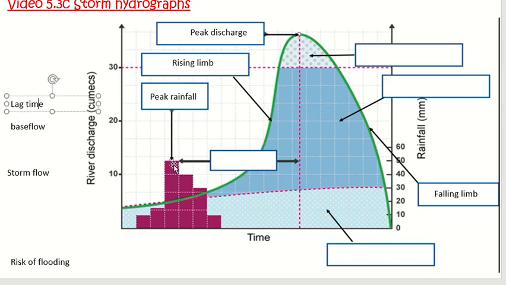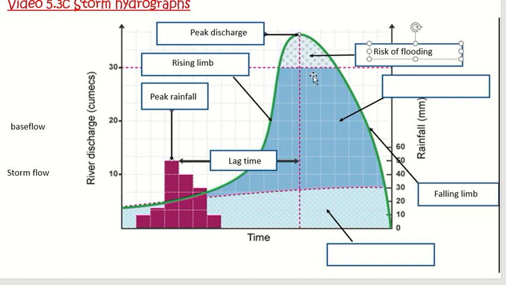The lag time, you might want to make a note of this, is the time difference, how long it takes from peak rainfall to peak discharge. So it's the time between the two. Lag time is peak rainfall to peak discharge. Your risk of flooding is obviously going to be highest when the discharge of the river is highest. So risk of flooding is highest more or less at peak discharge.